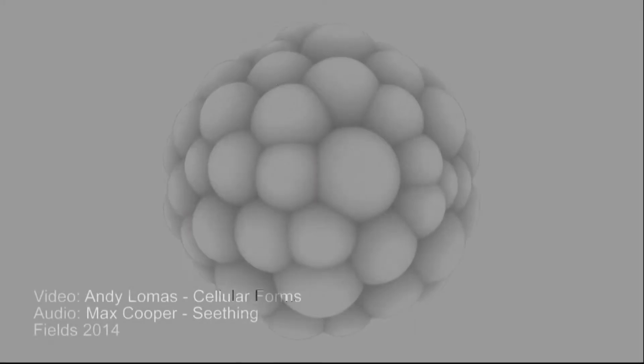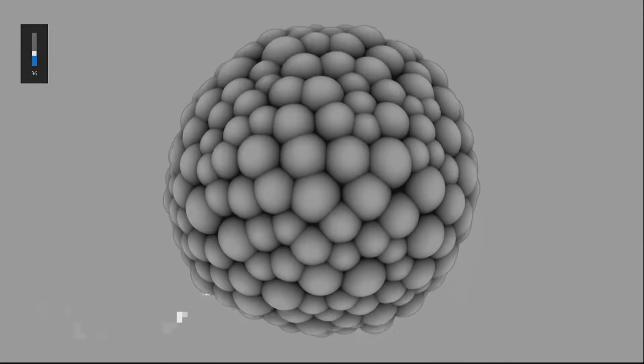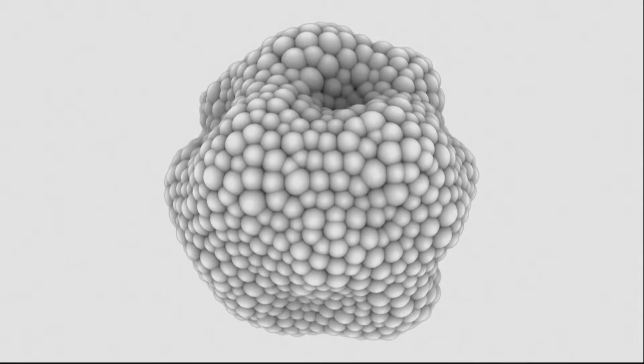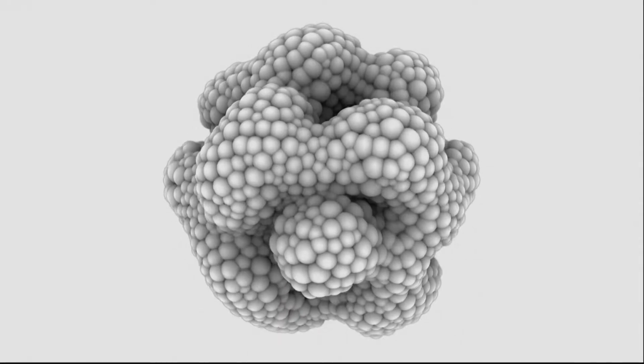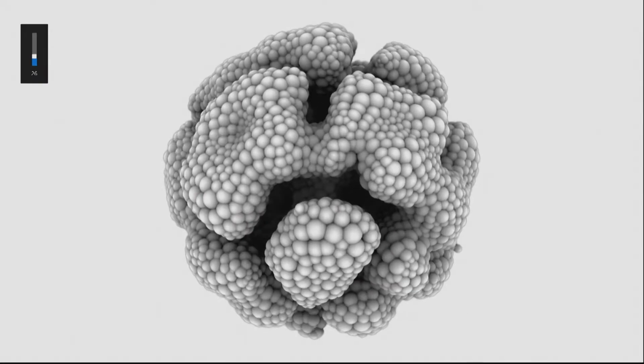So I'm going to start playing what you've probably seen a bit more of earlier, which was this video that I did a few years ago for a musician, Max Cooper. I'll just turn the volume down a little bit. What this is showing is a number of different simulations of cell growth. Every simulation starts with the same ball of 42 cells. And then the cells split.